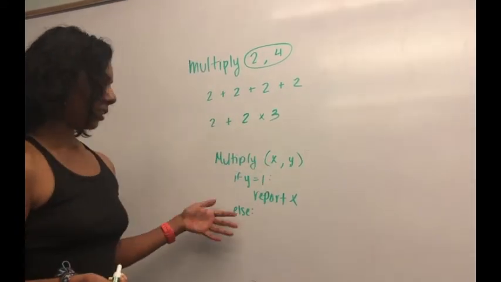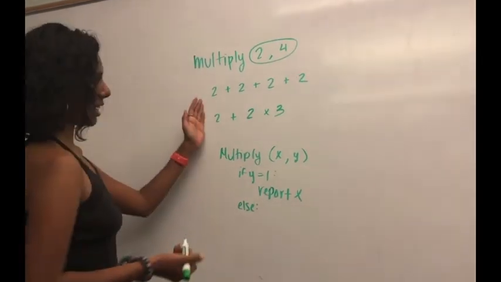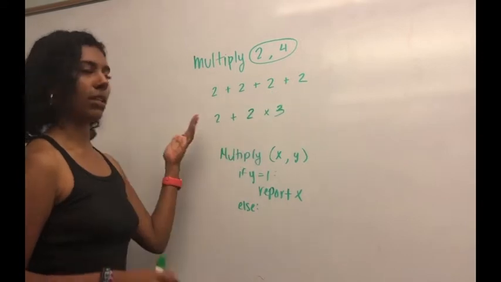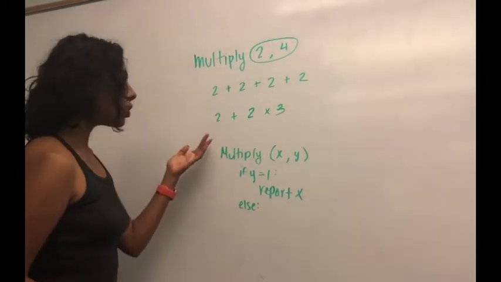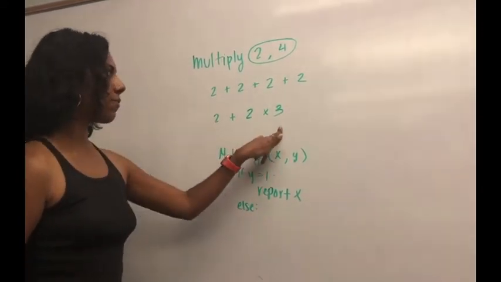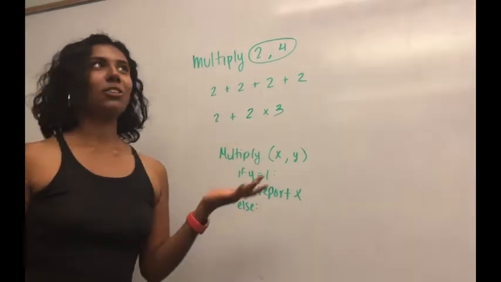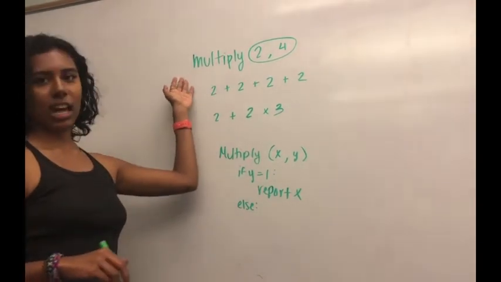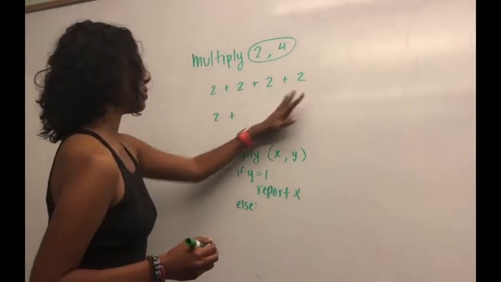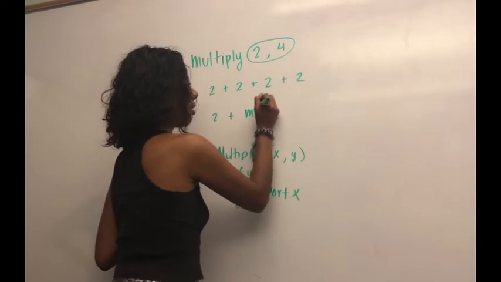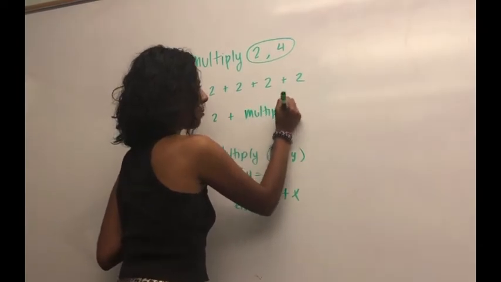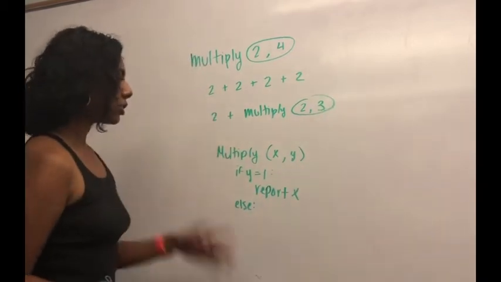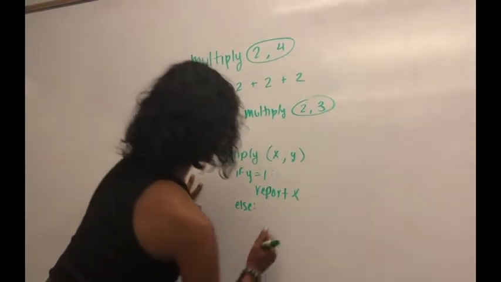So now whenever we think about our recursive case, we can basically take this example. We have 2 plus 2 plus 2 plus 2. That's the same thing as 2 times 4, which is also the same thing as 2 plus 2 times 3. But here's where the recursive leap of faith comes in. 2 times 3, we already have a function that does that. That's multiply. So this is the same thing as 2 plus multiply of 2 and 3. So using that same logic, we can build the recursive case.